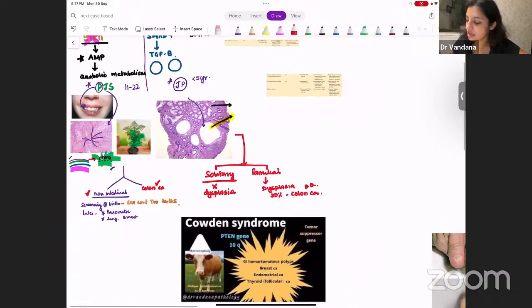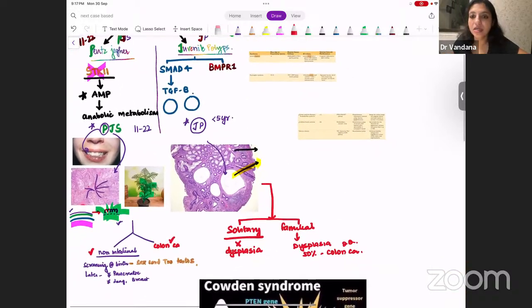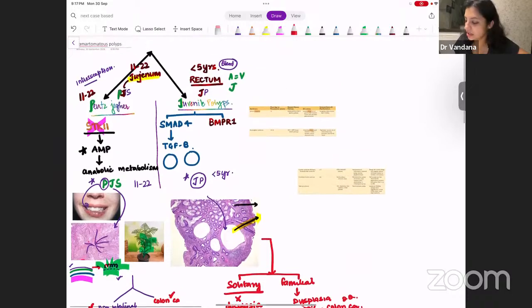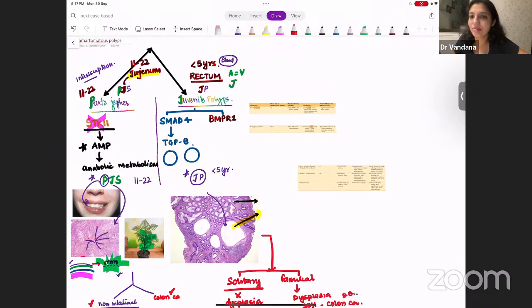So this is a very, very important update that you have to remember: what are the cancers which can occur in these hamartomatous polyps. So is everybody clear with this? So that's the gist of these two polyps.